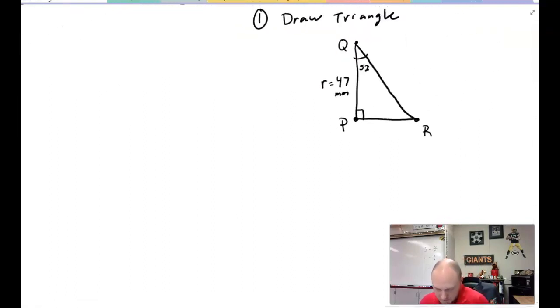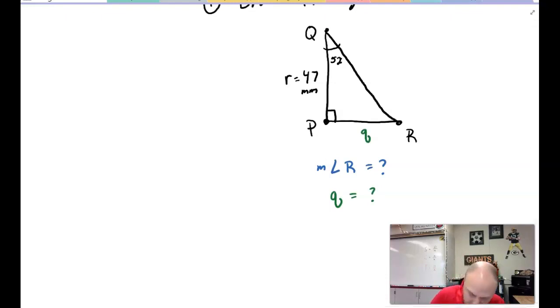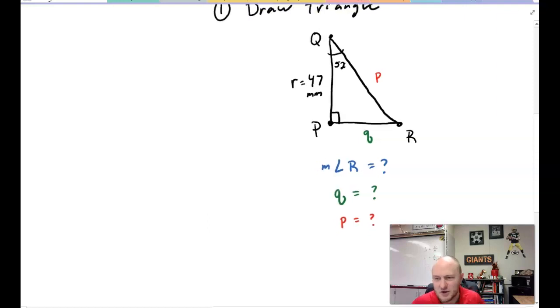Okay, so what I don't have is the measurement of angle R. I need that. I don't have side q. I need to find what q is. That would be here. Here's q. And then I don't have p. I'm missing p, and that is here. Here's little p. Okay, so let's go ahead.